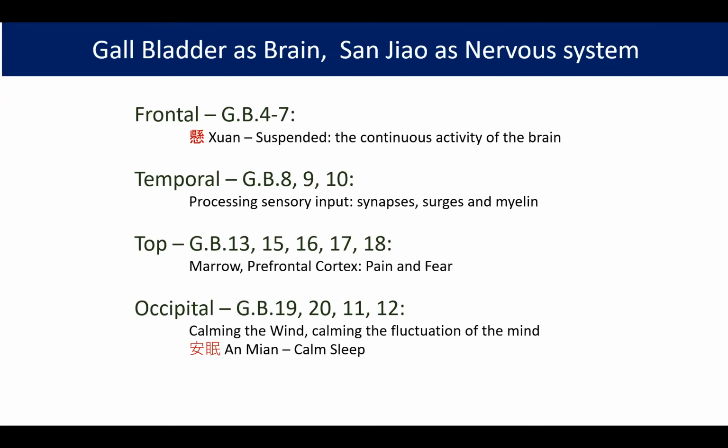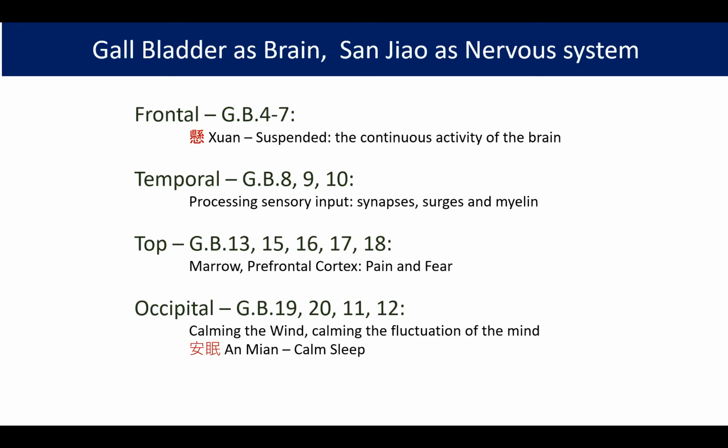So on the front of the side, we have Gallbladder 4 and 5, which have the character for suspended. Suspending the continuous activity of the brain. For example, in stroke, that activity is suspended.